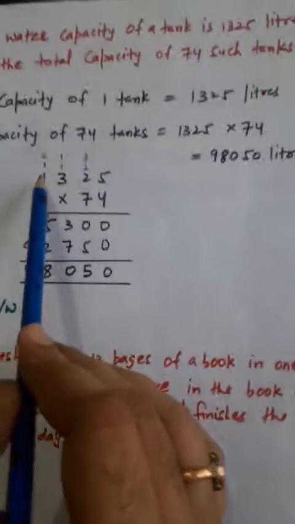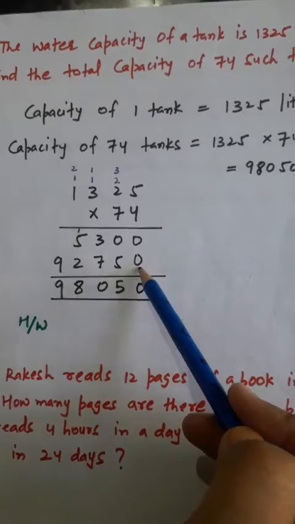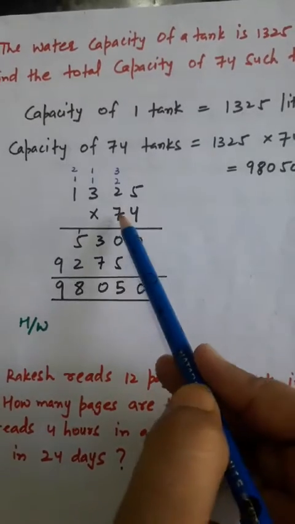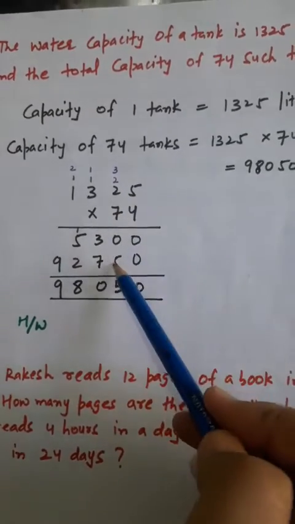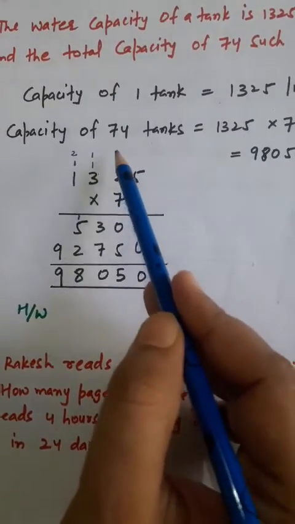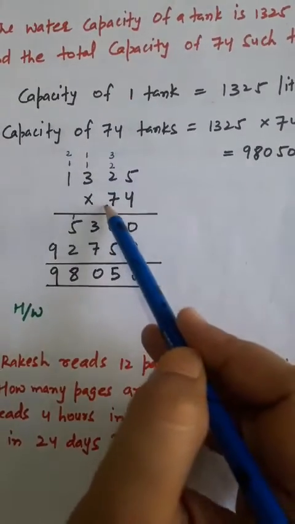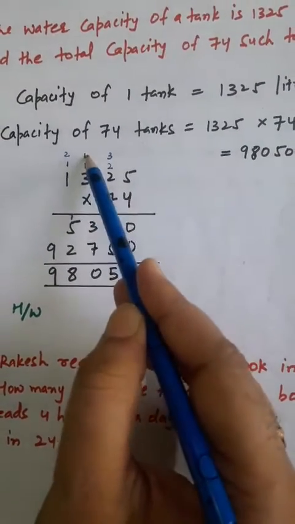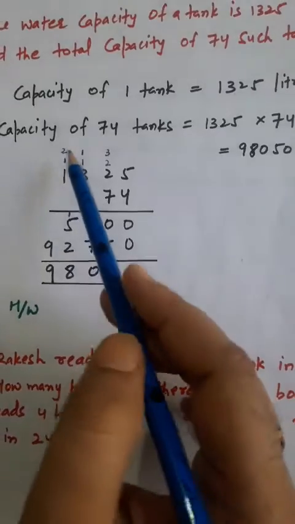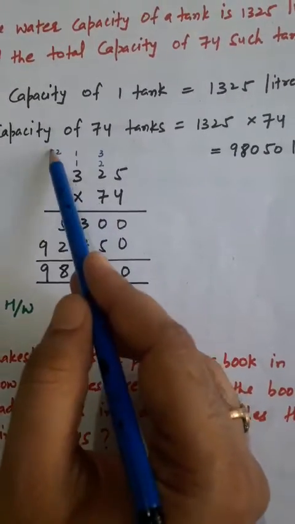Now multiply 1325 by the number at the tens place, that is 7. For that you have to write 0 here, then multiply. 7 5s are 35, carry 3. 7 2s are 14 plus 3, 17. Write 7 here, carry 1. 7 3s are 21 plus 1, 22. Write 2 here, carry 2. 7 1s are 7 plus 2, 9.